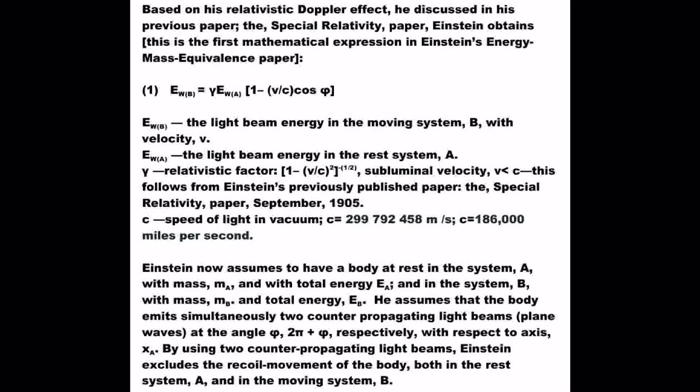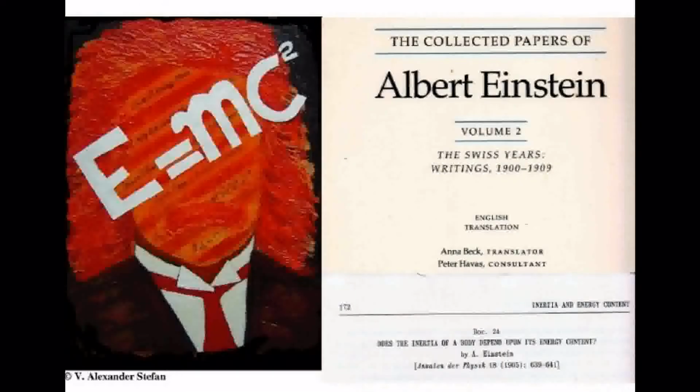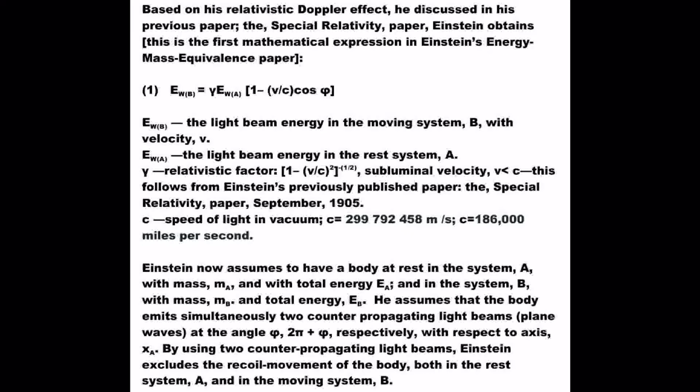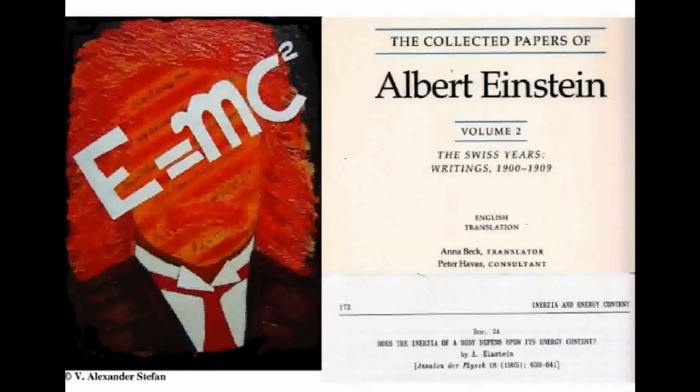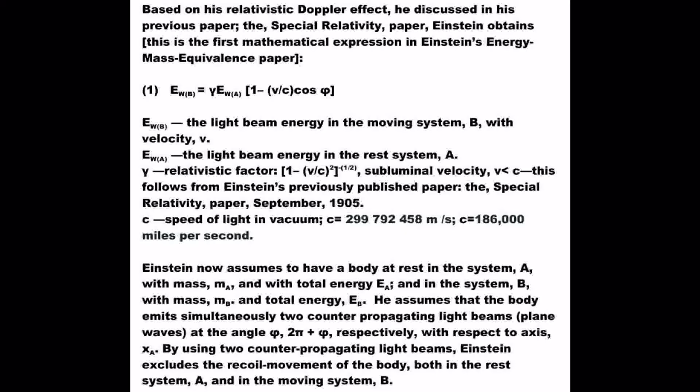Einstein now assumes a body at rest in the system A, with mass ma and total energy Ea, and in the system B, with mass mb and total energy Eb. He assumes that the body emits simultaneously two counter-propagating light beams, plane waves, at the angle with respect to axis xa. By using two counter-propagating light beams, Einstein excludes the recoil movement of the body, both in the rest system A and in the moving system B.